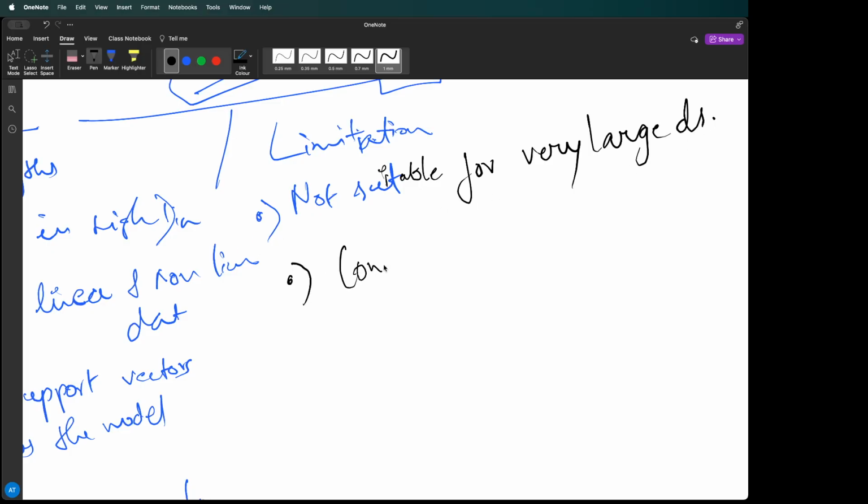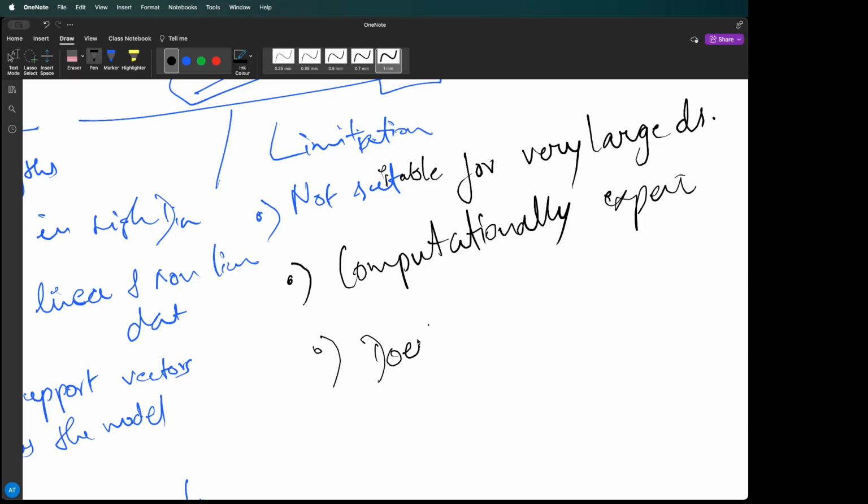Then computationally expensive. Does not perform well with significant noise. Why? Because it is too sensitive to the scaling part. So if there is too much noise in the data, this algorithm is going to learn that noise also. So it does not perform well with significant noise.